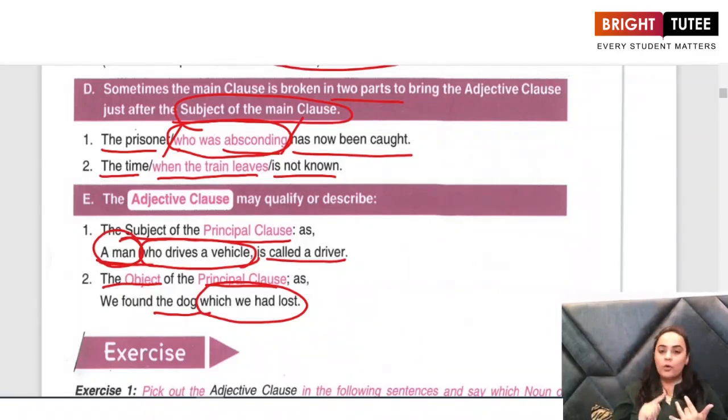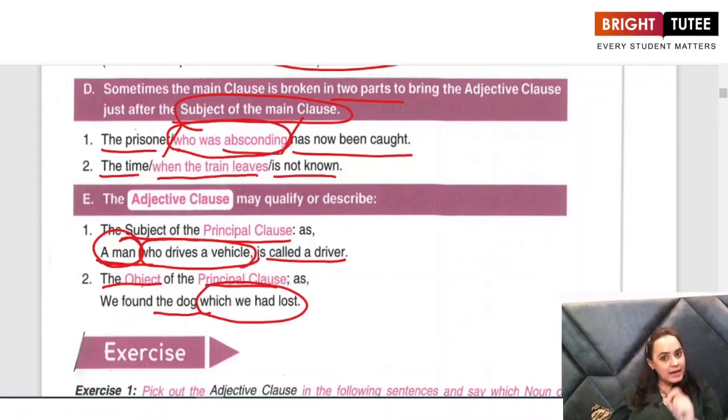What are my relative adverbs? When, where, how, and why. And whatever are the rest of the words that we have, which, who, whom, that, all these are my relative pronouns. Okay. If my adjective clause is beginning with a relative pronoun, I can replace it with as and but.